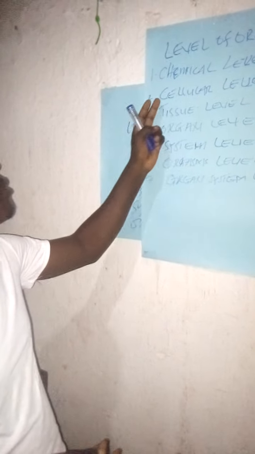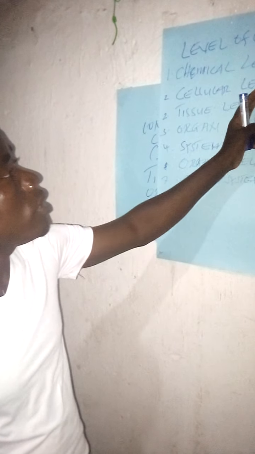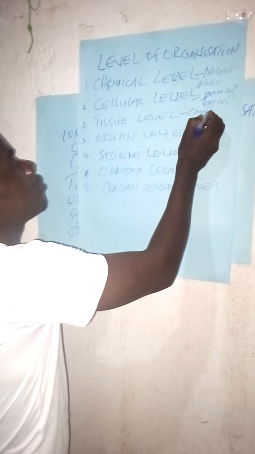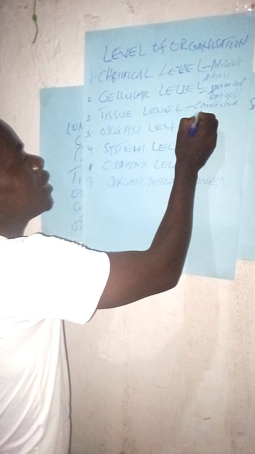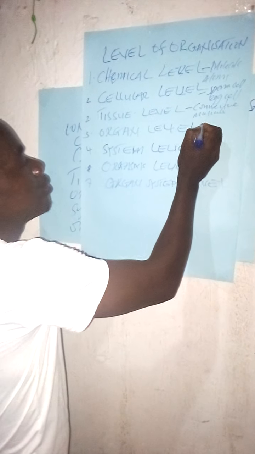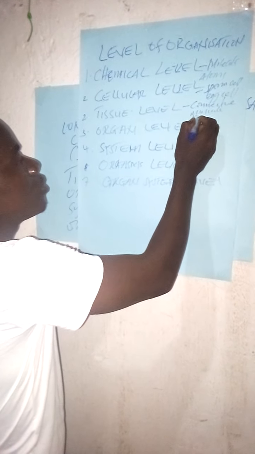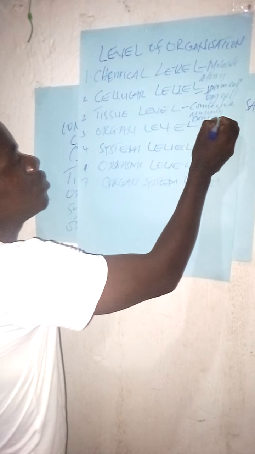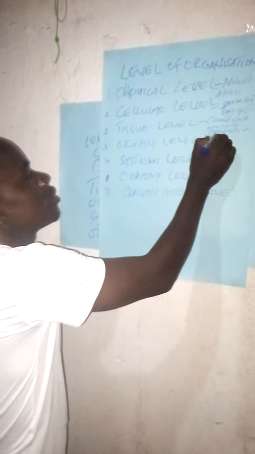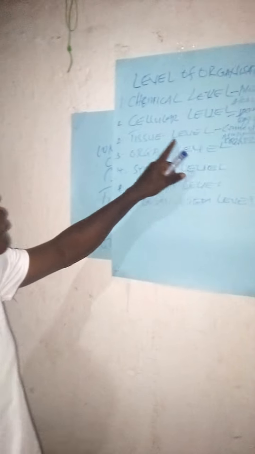The tissue level is when cells come together to perform the same function. Examples of the tissue level are connective tissue, muscular tissue, conductive tissue, and nervous tissue. These are examples of tissue.